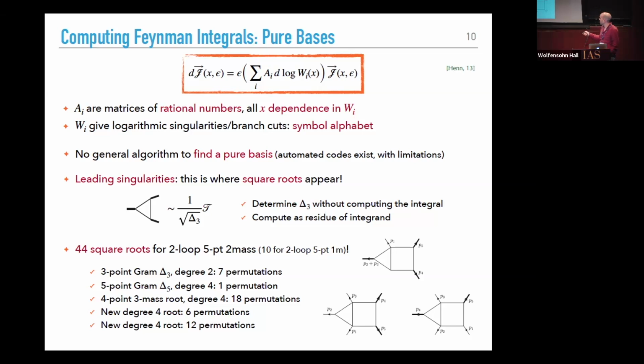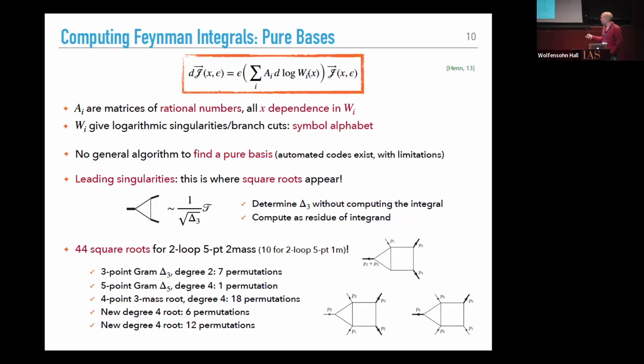And indeed, by studying these leading singularities, you can compute this thing as some residue of the integrand. And by studying other properties of leading singularities, you can actually build integrals that have this form. Essentially, they should have a unit leading singularity. As an example of how messy this can be, for this particular set of integrals, the two-loop 5.2 mass integrals, you have to handle 44 different square roots. And as an example, this is a large number. If you only have one external mass, then we only have 10 square roots to deal with.